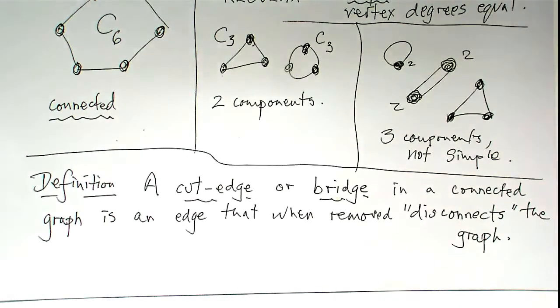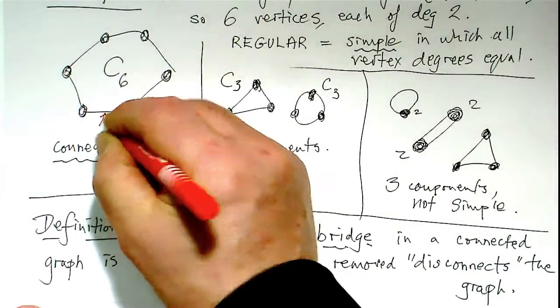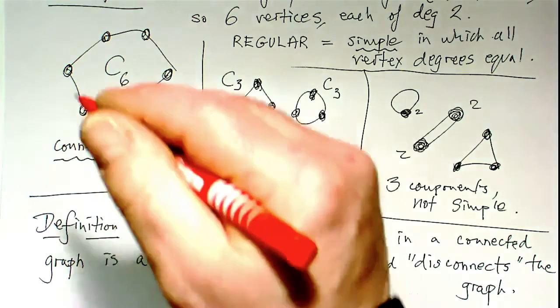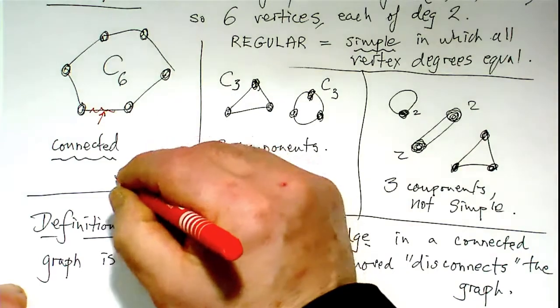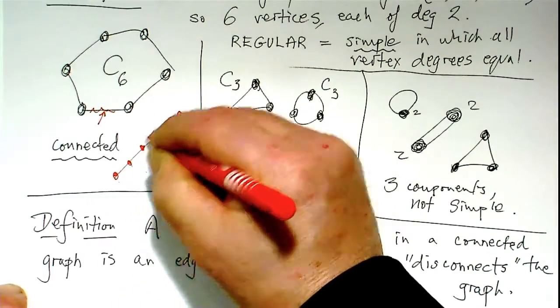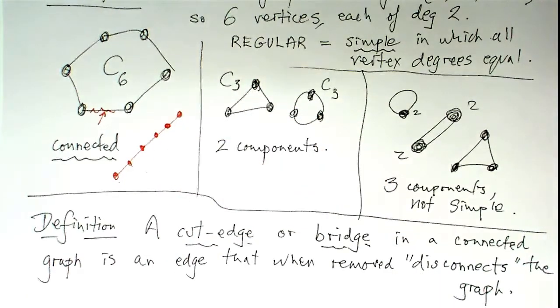First example, look at this graph C6. Is this edge a bridge? I see some nodding. No, it's not a bridge, because if I remove this edge, the graph is still connected. It's the same as just putting 6 vertices on a string. It's like a necklace, right? You take the necklace off, it's still connected, it doesn't drop into 2 pieces. So this is not a bridge.